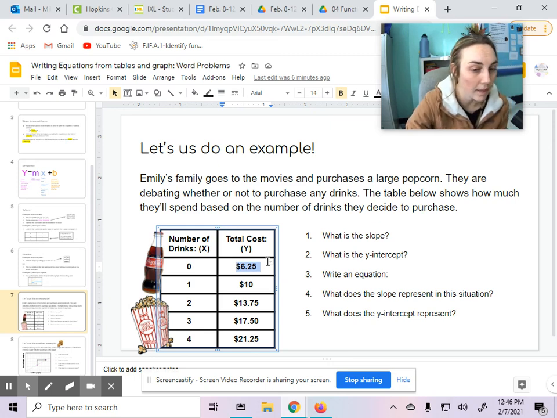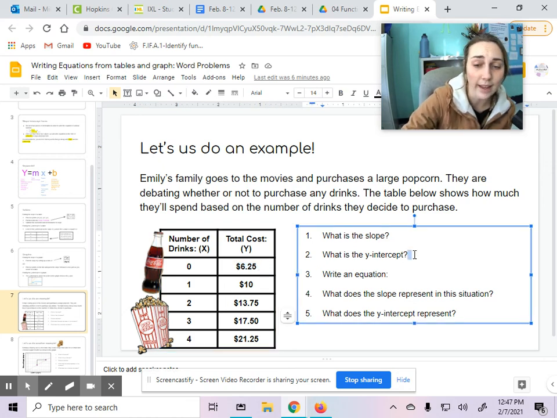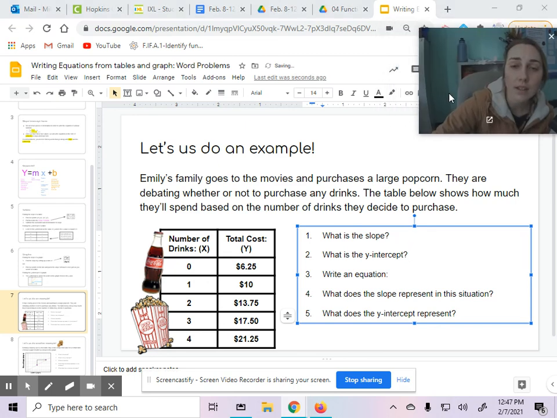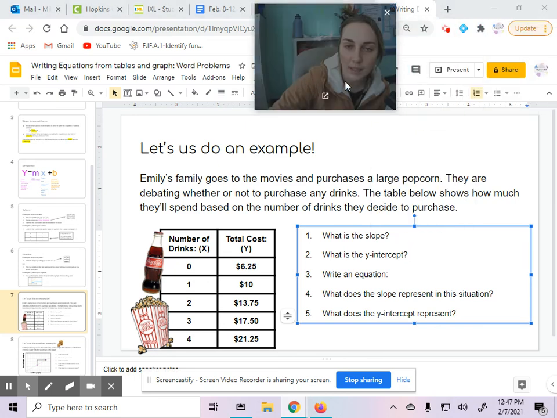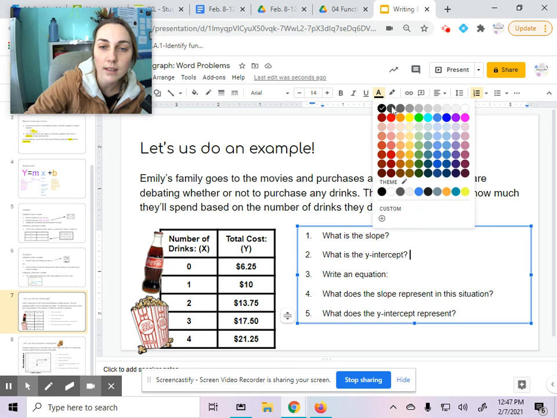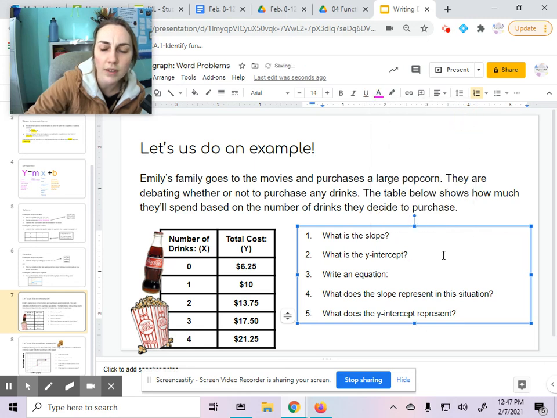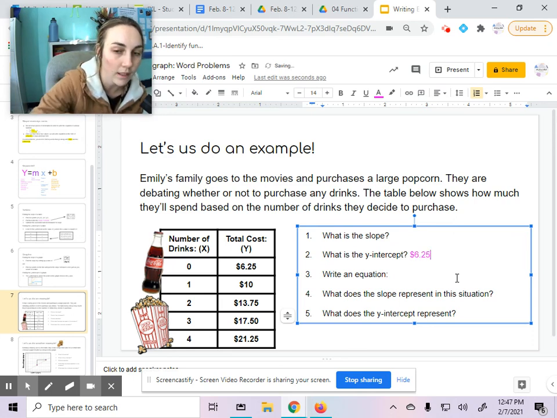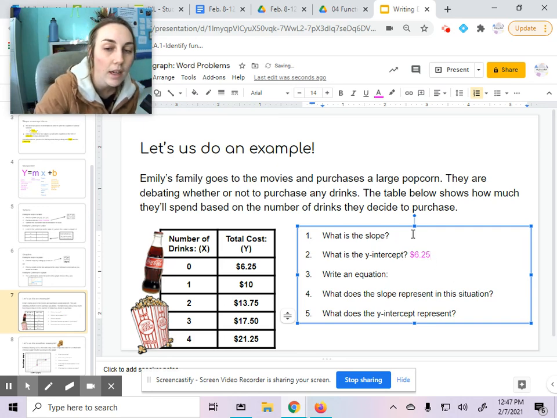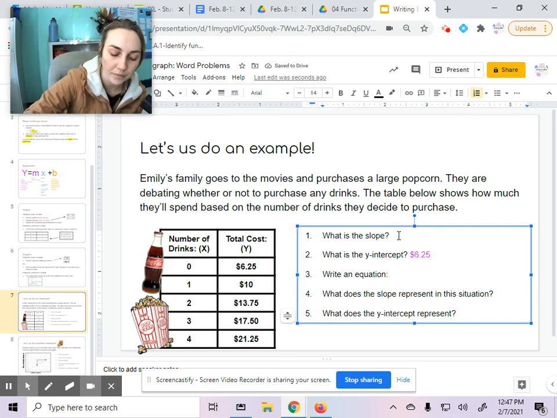So using that information, that is our base value. That's how much they already spent. Guys, that is going to be an example of the y-intercept. So here you would type in, and I'm going to make myself pink. It's actually blue. So the y-intercept in this particular problem is going to be $6.25, or how much the popcorn was worth. And now let's find the slope real quick.